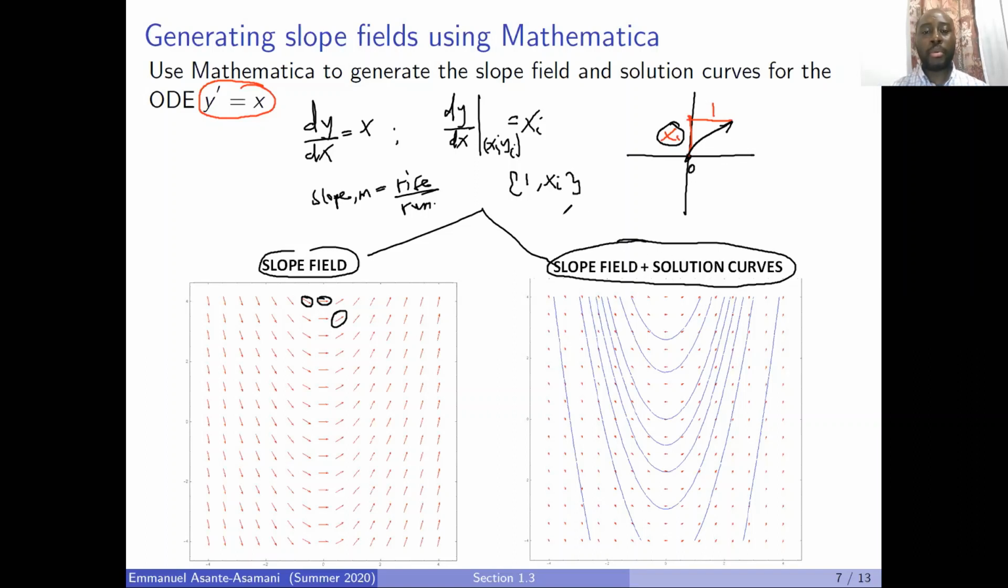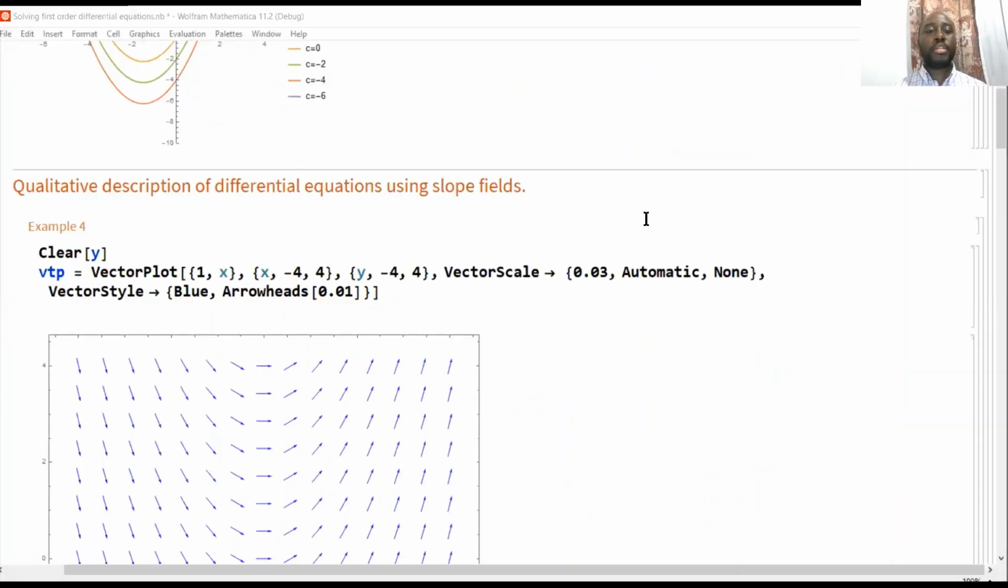And so what I'm going to do now, we're going to transition into Mathematica. I'm going to show you how the program looks and exactly what commands I enter into the program to generate the slope field. So this is the interface of Mathematica.